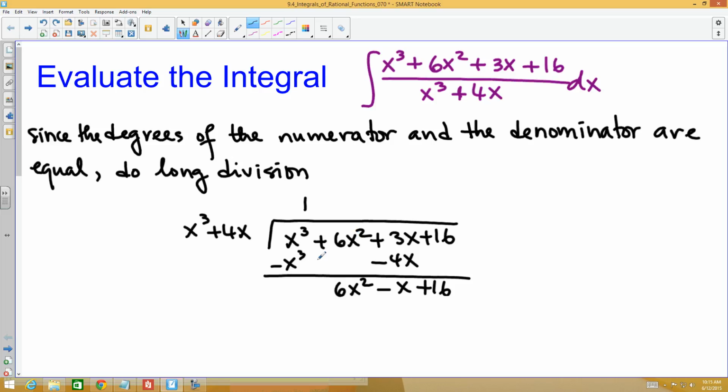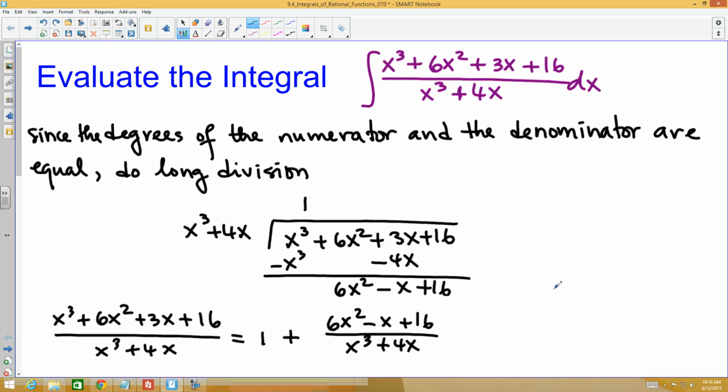Then we have 0x squared on this line, so we have 6x squared minus 0, which is 6x squared. We have 3x minus 4x, which is negative x, and then you bring the 16 down. Now the degree here is 2 and the degree there is 3, so we cannot divide degree 2 by degree 3, so we stop there. Therefore, we can rewrite the integrand as 1 plus the remainder divided by the denominator, and that's what we get here.